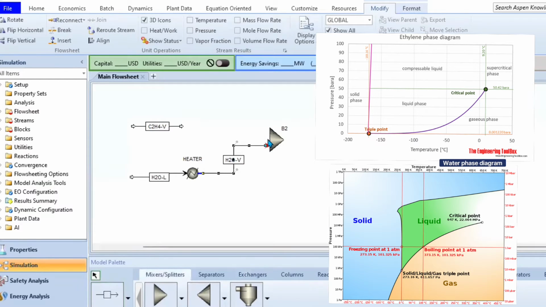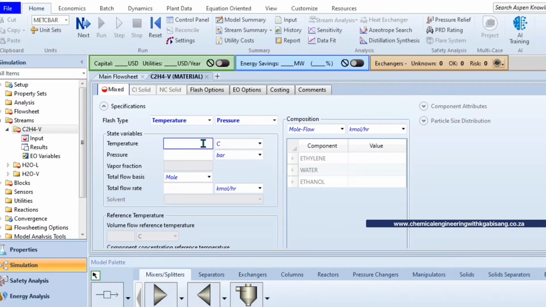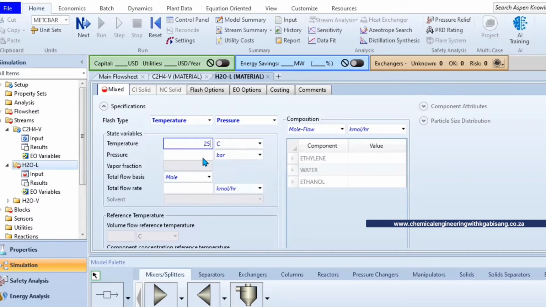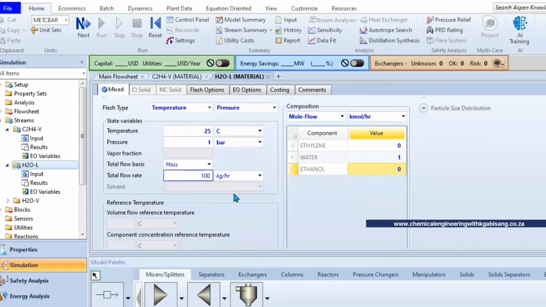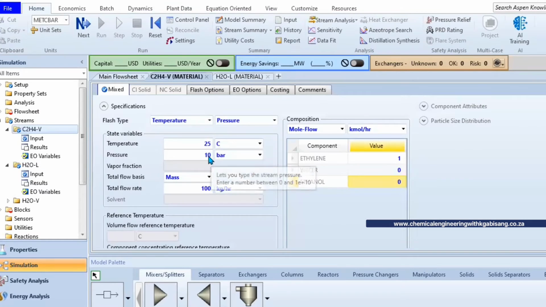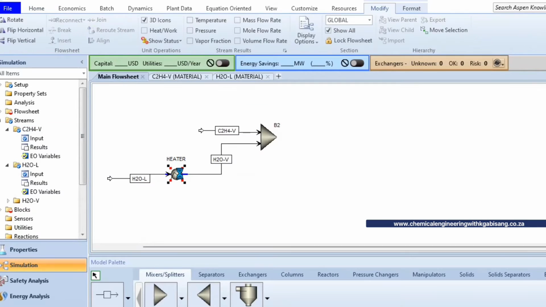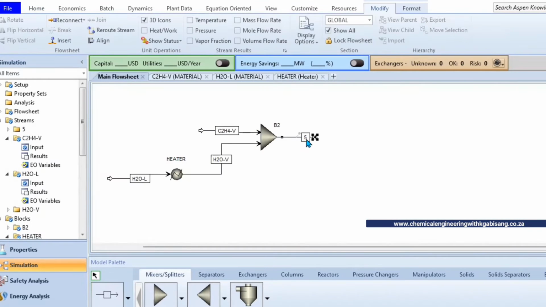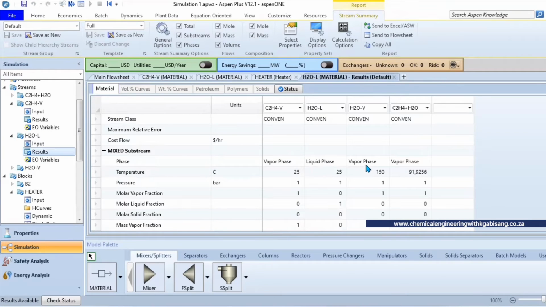Let us feed our water at 25 degrees Celsius, which is liquid phase, and then heat it up to just above its boiling point, and that's above 100 degrees. I decided to go with 150. Whereas for ethylene, let us feed it at room temperature, and at that state, it already exists in its gaseous form. Allow the two streams to mix in our mixer, and once you have solved everything and there are no errors, the next step now will be for us to add our reactor.